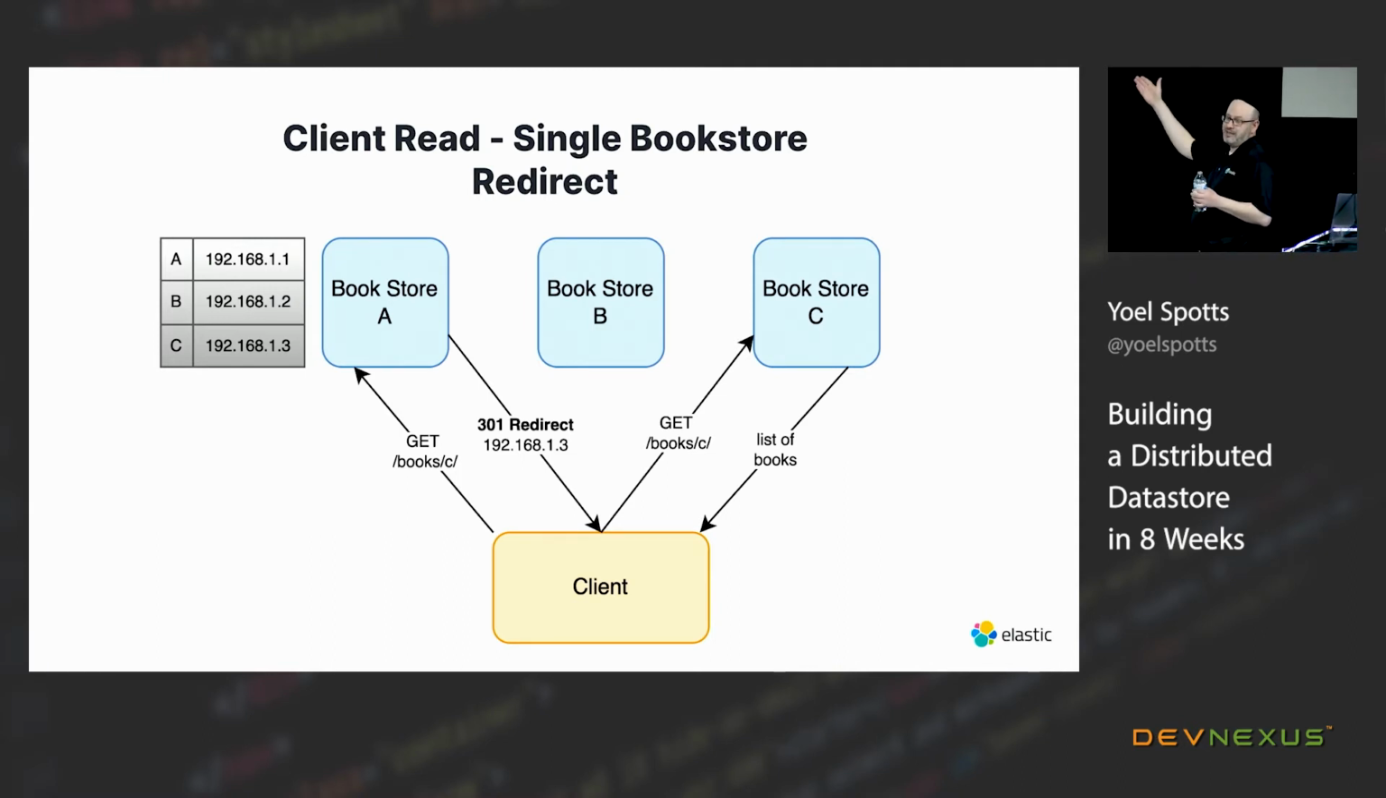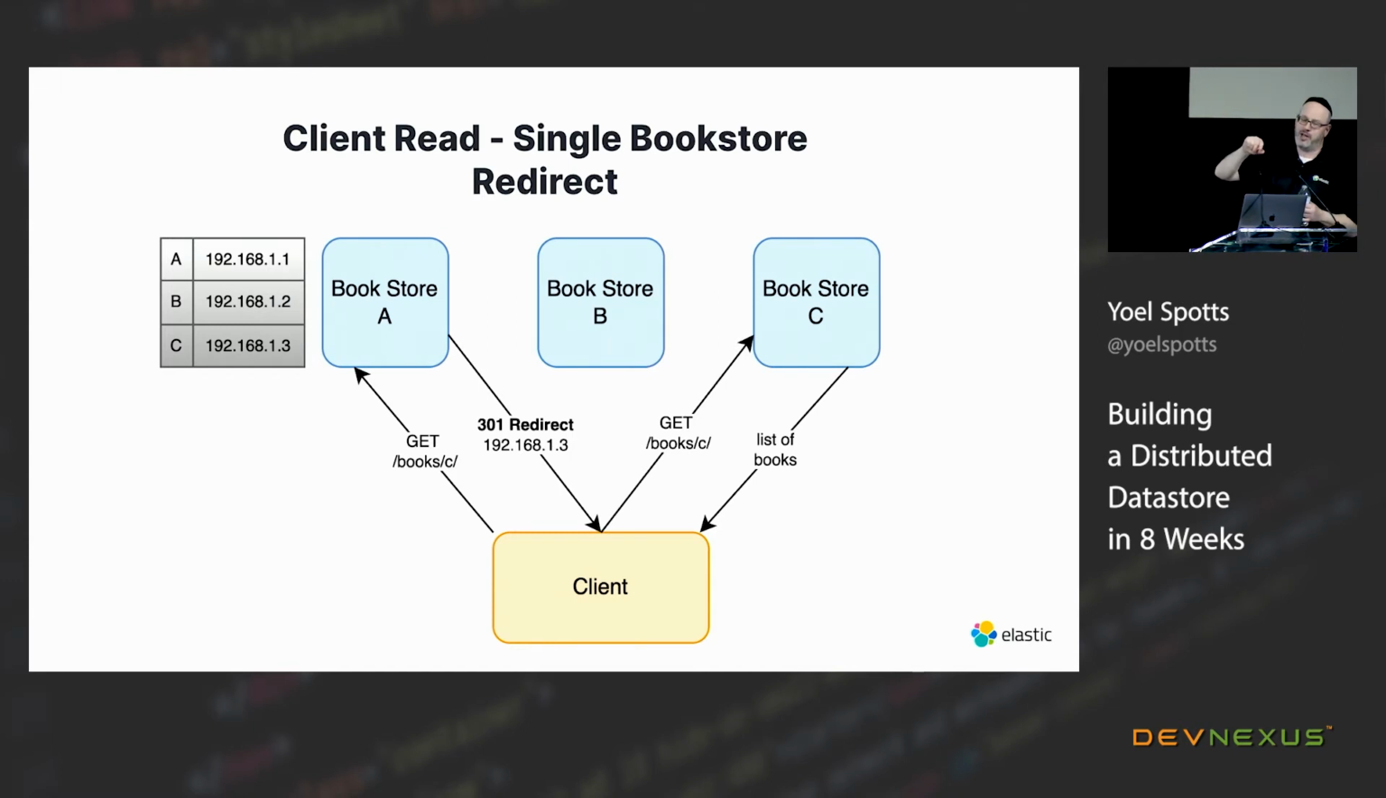So it's got the IP address of bookstore A, and it says, hey, bookstore A, give me all the books from bookstore C. How do you do that? How does bookstore A tell the client, I don't have that information, but bookstore C has that information. Let me tell you how to get there.